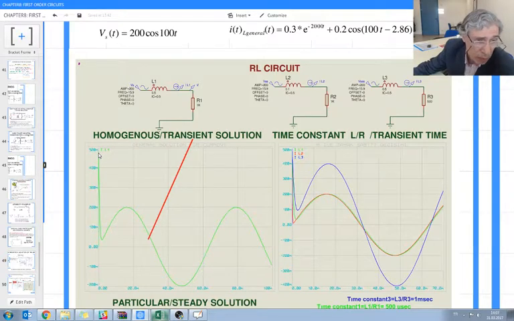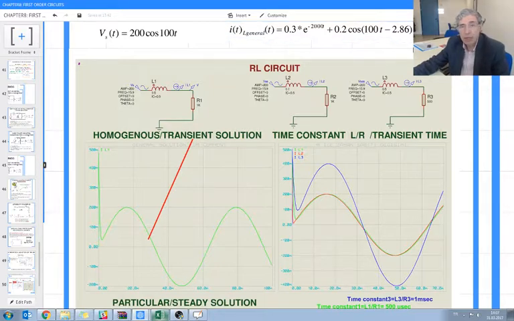Why is it coming from that point? Because the initial condition is 0.5 amp, which means 500 milliamp. So it starts from that, goes immediately down, and then it becomes a sinusoidal function, which is that function.